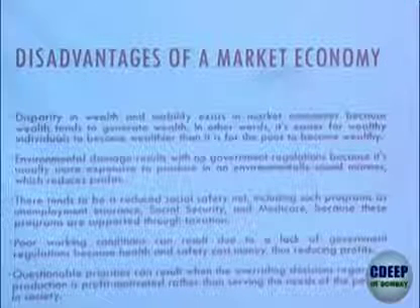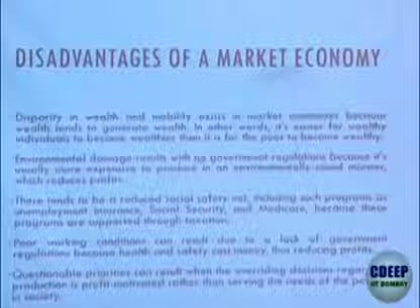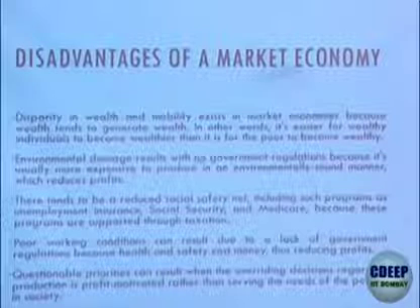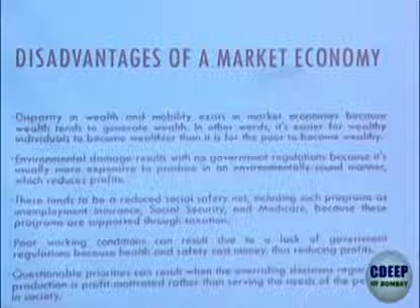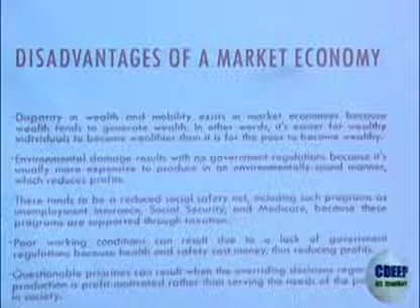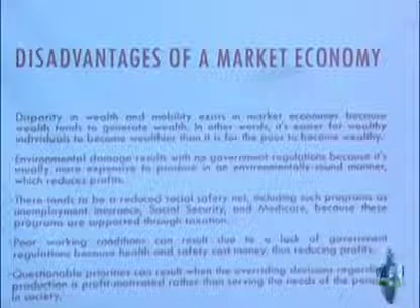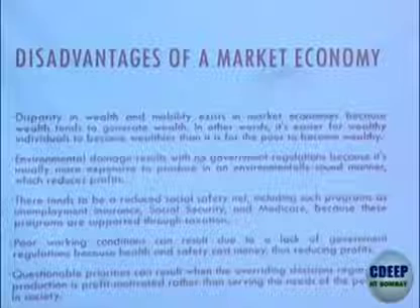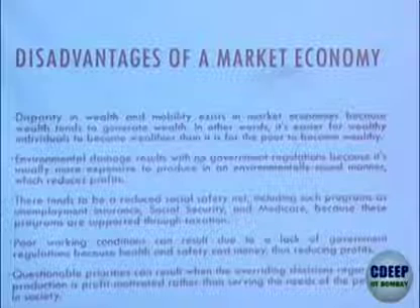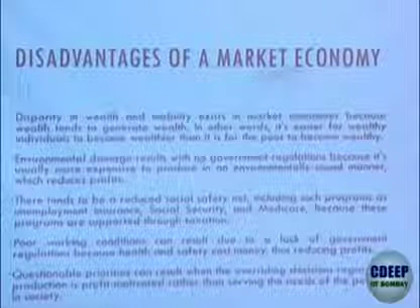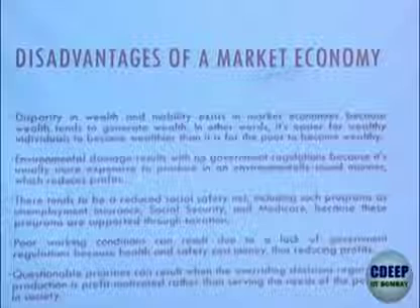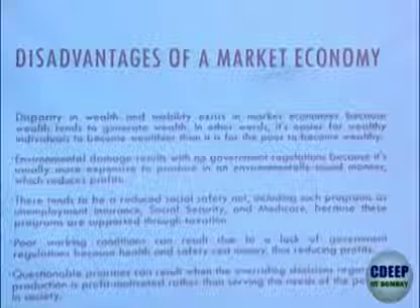The third one is that for social security and social welfare programs such as unemployment insurance, social security and Medicare, the budget has been reduced, because these programs are supported through taxation, and these are considered as burdens. And the second one is that poor working conditions can result.